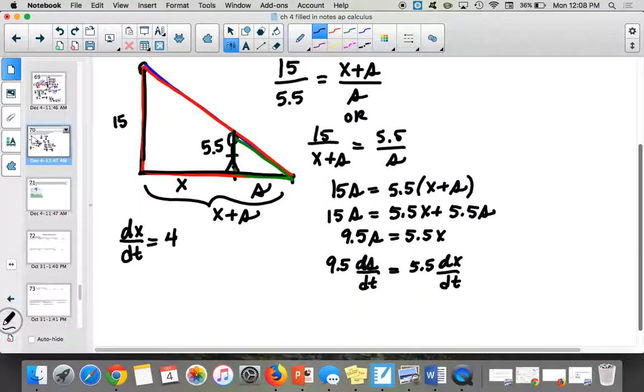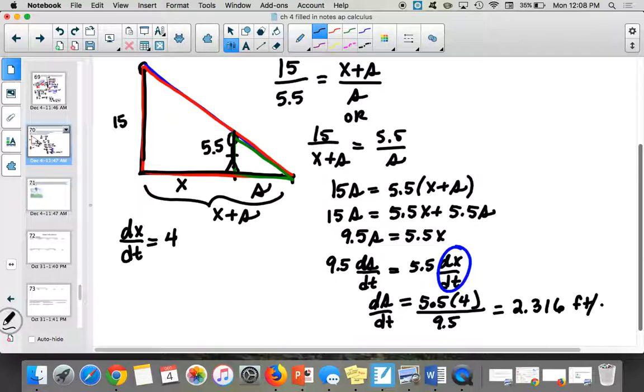We plug in dx over dt is 4. It's a decimal point, not a multiplication. Then I divide by 9.5 to get ds over dt. So 5.5 times 4 divided by 9.5 is 2.316, in feet per second. That's how quickly her shadow changes. As she's moving away from the light, her shadow is getting bigger, that's why it's positive. Makes sense, right?